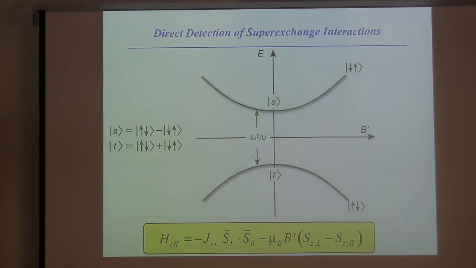Exchange symmetry. All right, so we can do an experiment and check just the dynamics of those. We can, for example, start with our singlet and triplet states, which for no magnetic field gradient would have this energy structure, split by the exchange coupling.